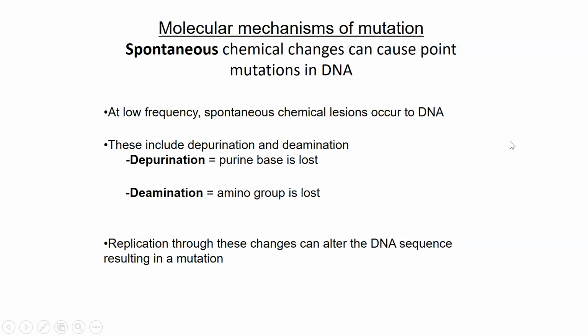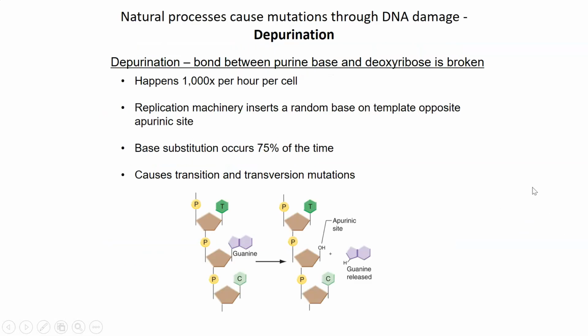And these are happening spontaneously, in this case, just because the bases are chemically unstable. This is what happens in depurination. Depurination means loss of a purine, only the base though.